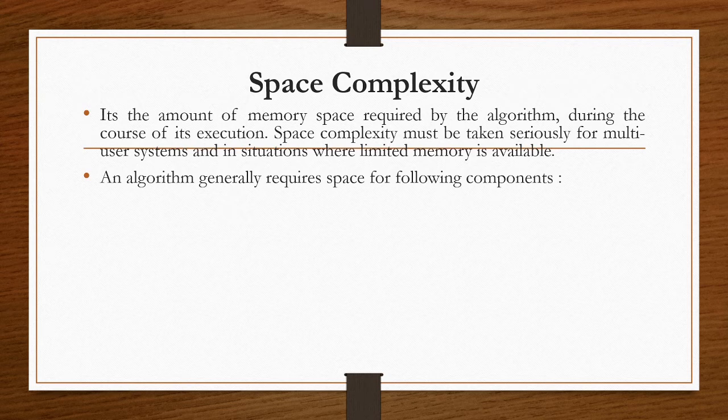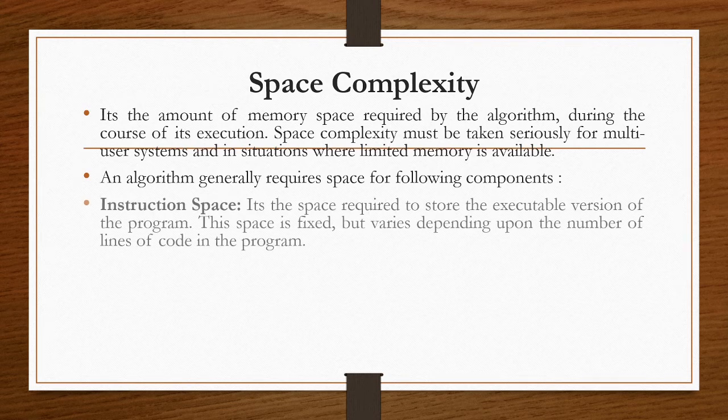An algorithm requires space for 3 components. First one, instruction space. It's the space required to store the executable version of the program. For example, if our program is large, we need more instruction space. If the program is small, we need less space. It depends upon the number of lines in the program.